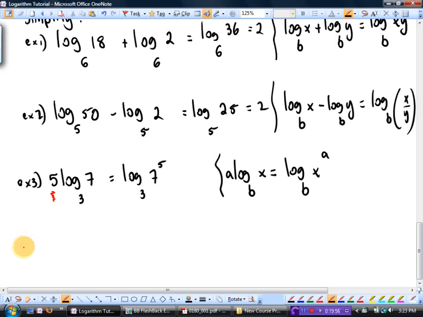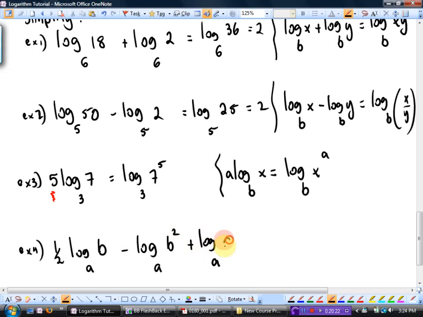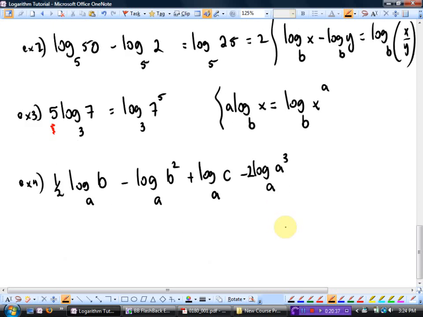So we would give stuff like this then. Simplify the following. 1/2 log base a of b minus log base a of b squared plus log base a of c minus, oh heck, minus 2 log base a of a cubed. This is my worst unit for making up questions. If I'm during the unit, I'm in a zone, but right now I'm going, oh, what the heck did we make? Simplify. Are my bases all the same?